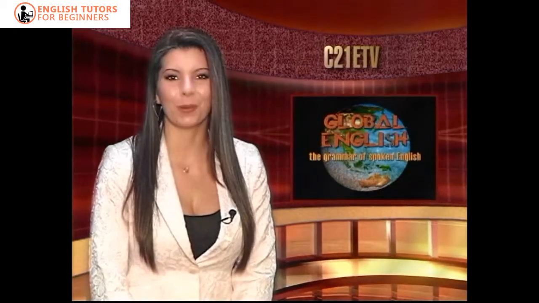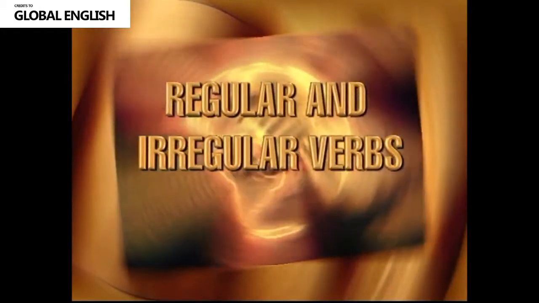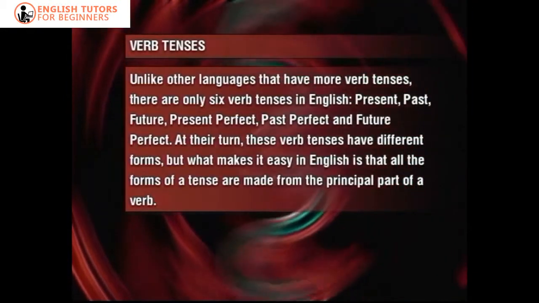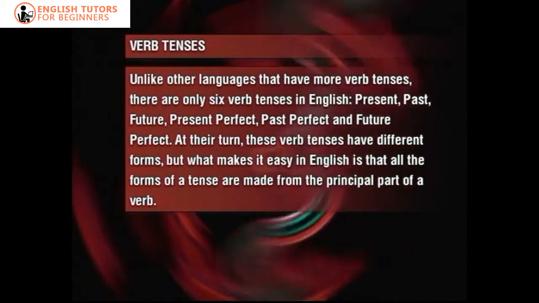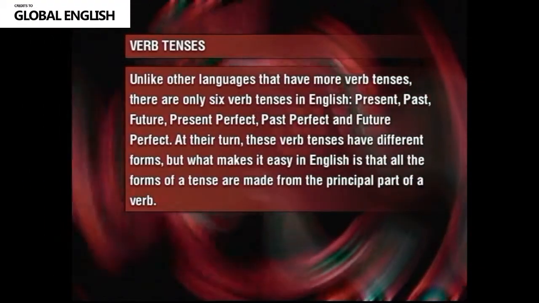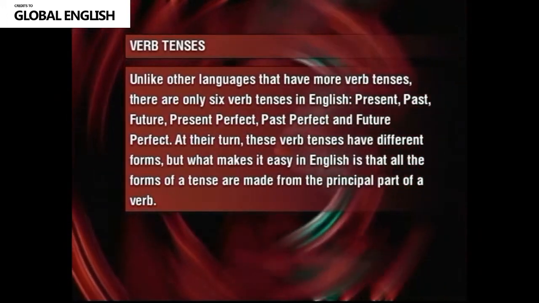In other languages, verbs are not as easy as they are in English. To show you the time of the action they convey, which we call tense, we use different forms of the verbs. We also use auxiliary verbs with the main verbs for the same purpose. Unlike other languages that have more verb tenses, there are only 6 verb tenses in English: present, past, future, present perfect, past perfect, and future perfect.